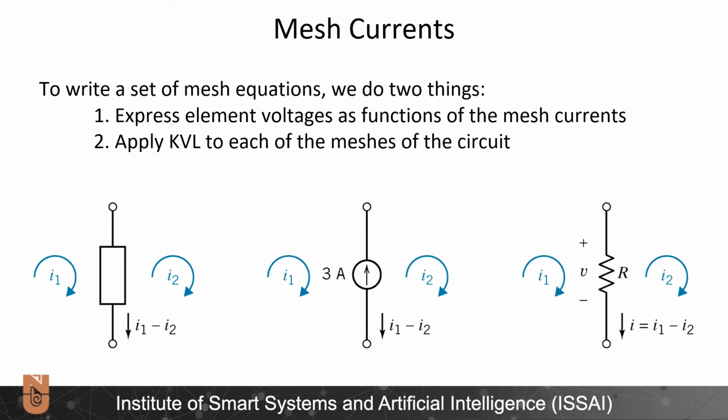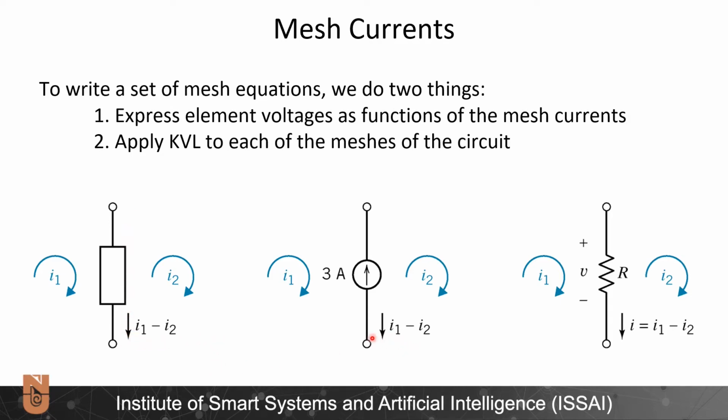In order to write the mesh equations, we do 2 things. We express element voltages as a function of mesh currents. And secondly, we apply KVL to each of the meshes in the circuit. For instance, in this case, I have a mesh current I1 and mesh current I2, and the current passing through this element in this direction is I1 minus I2 because I1 is going down, I2 is going up, and the current going down is I1 minus I2.